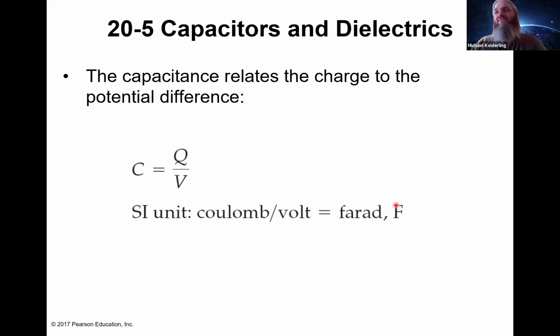So if you had a capacitor that was, say, 1 microfarad, that means if you had 1 coulomb of charge in that capacitor, you would have a potential difference of like 1,000,000 volts. And that's why actually a microfarad capacitor is a pretty big one.